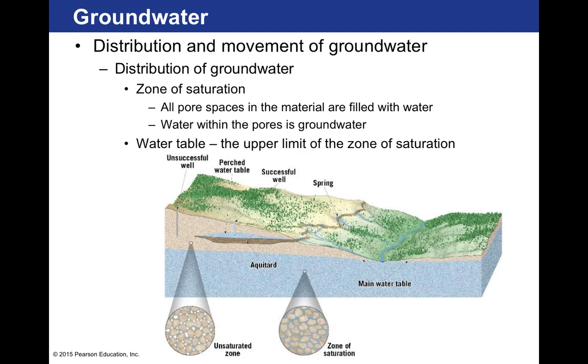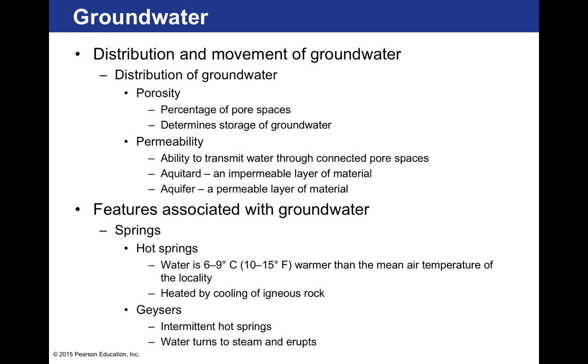So the water table is the upper limit of this zone of saturation. There are going to be some words in this picture that will be defined on subsequent slides. The distribution of groundwater: something called the porosity is the percentage of pore spaces that you have, and this determines the maximum amount of storage of groundwater.